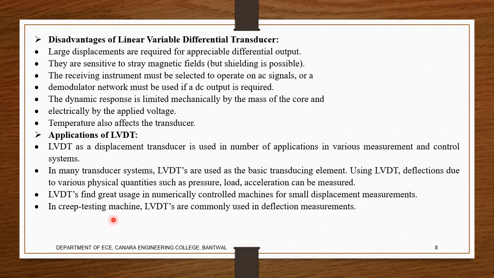In a creep testing machine, LVDT is also used for deflection. So whenever creep testing is done, at that time we use this to measure the deflection. The amount of deflection has to be generated, recorded and converted into whatever desired output we require there.